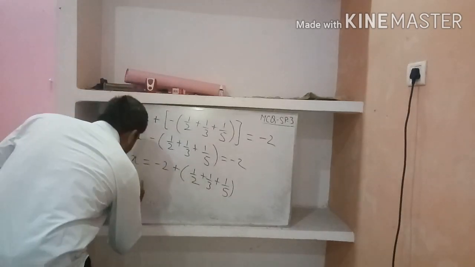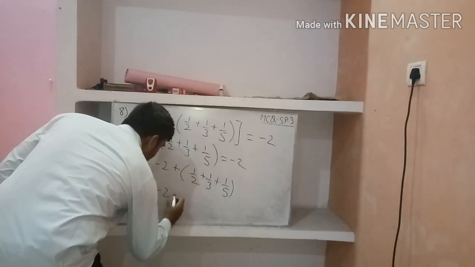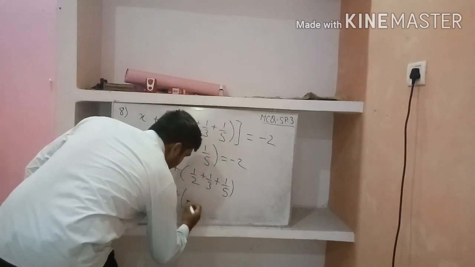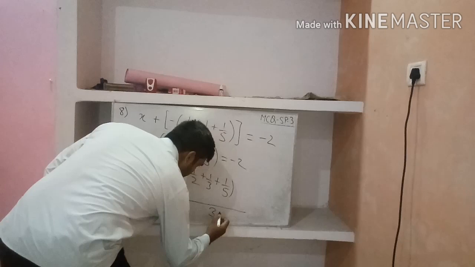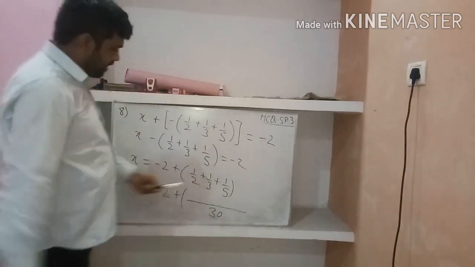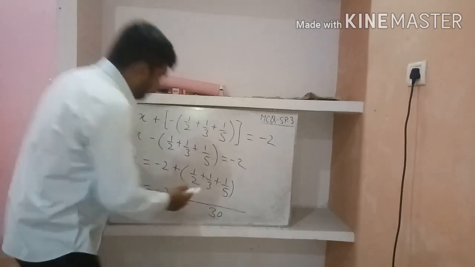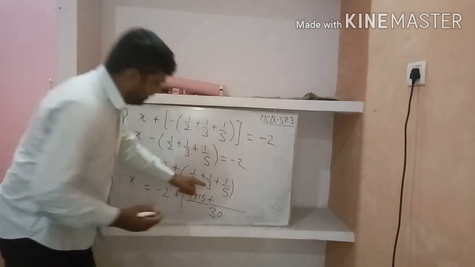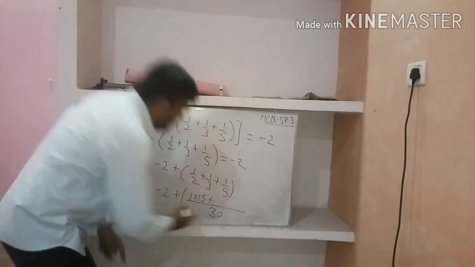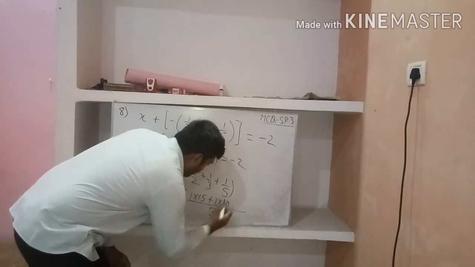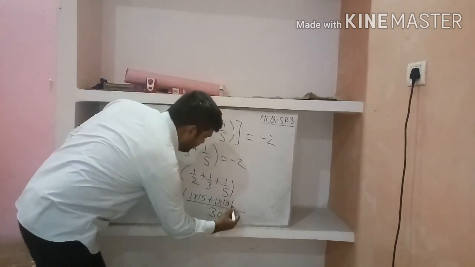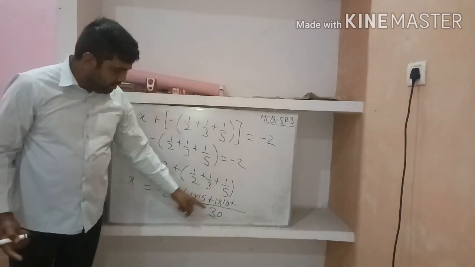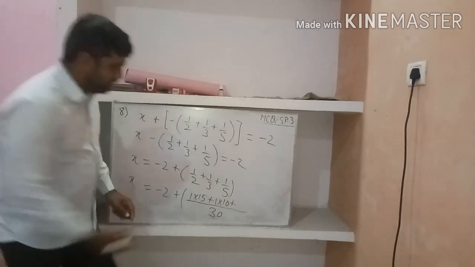Now the next step: x is equal to minus 2 plus, in bracket, we have taken the LCM 30. What do you multiply by to get 30? 15. So multiply 1 by 15. Plus, what do you multiply 3 by to get 30? 3 tens are 30, so multiply 1 by 10. What do you multiply 5 by to get 30? 6. So multiply the numerator also by 6, so 1 into 6.